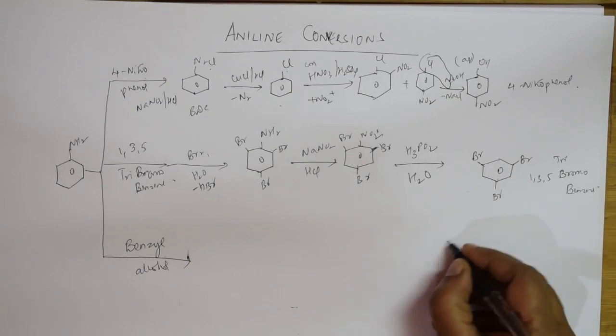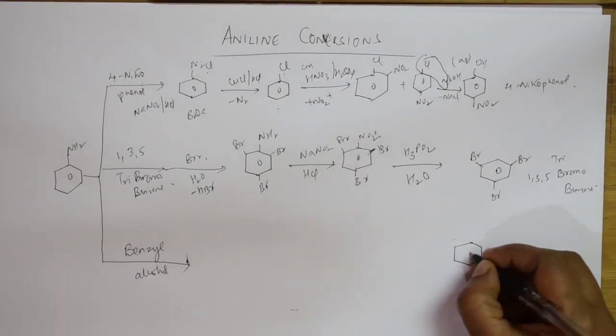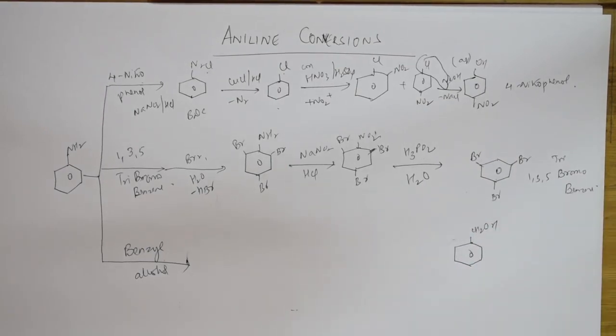Benzyl alcohol, what is the formula? You have that benzene ring with CH2OH. Benzyl alcohol. Now, next important. From amines, I have to introduce this group. From where will I get this group? I have to provide this OH. Because alcohol is there, I can get this alcohol from acid.